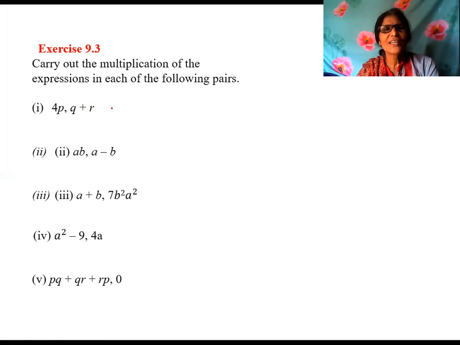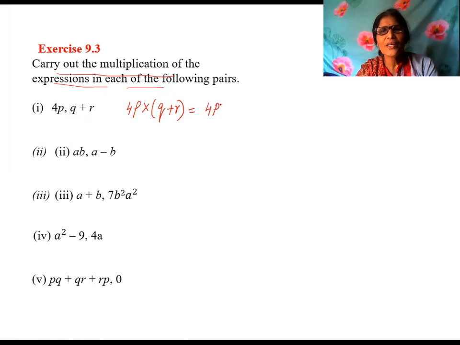So first, carry out the multiplication of the expressions in each of the following pairs. There are 5 parts. The first part is 4p multiplied by (q plus r). I'll advise you to write the monomial first, then put the polynomial within the bracket. Then go on multiplying one by one.